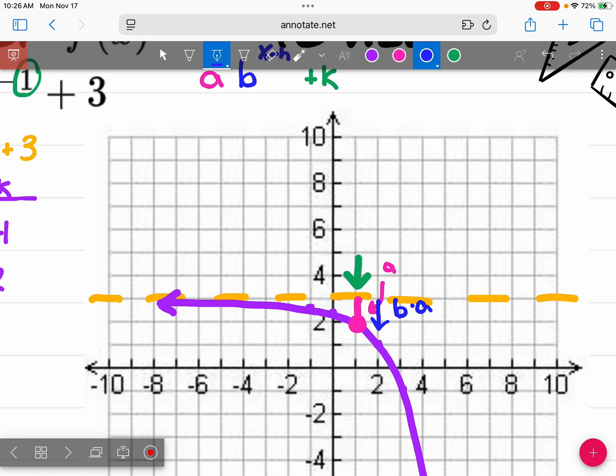So you can absolutely do this the full way, where it takes the 2 tables, or we can do it with the transformation kind of shortcut thing. I don't care how we graph them, we just need to be able to graph them. What is our domain on this one?